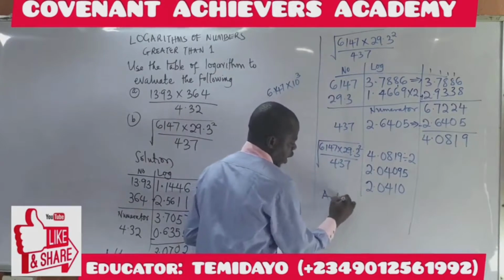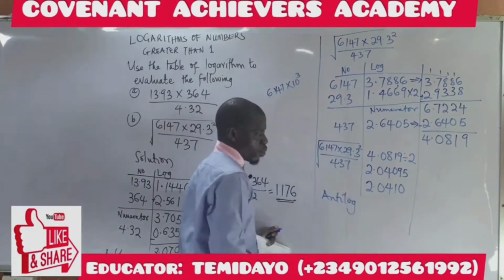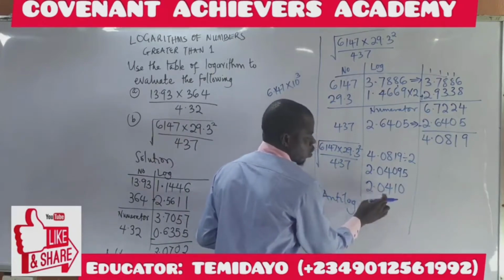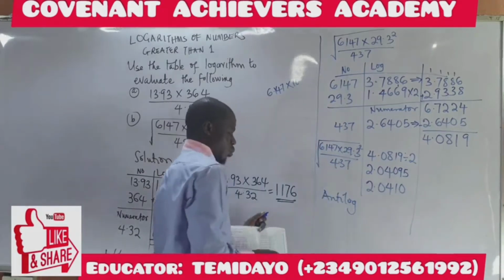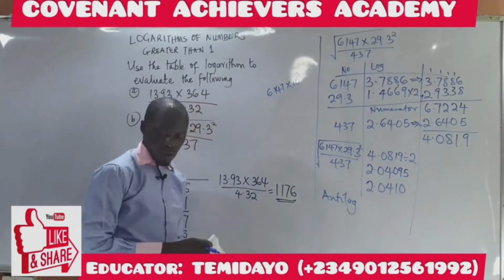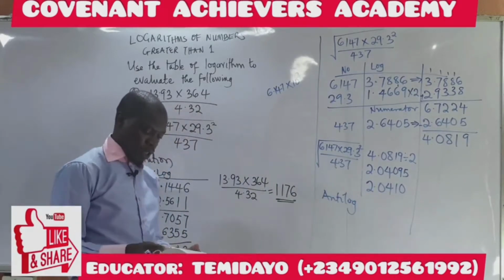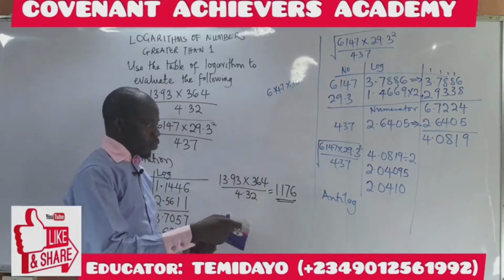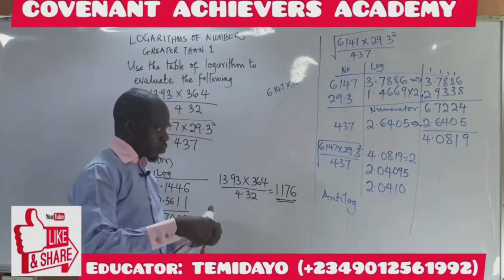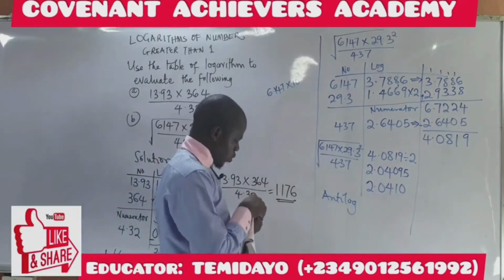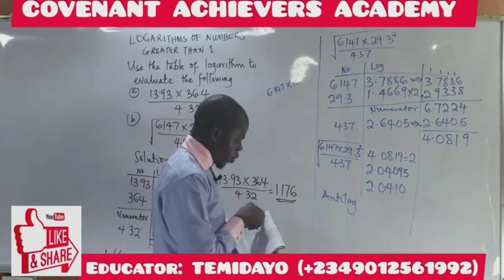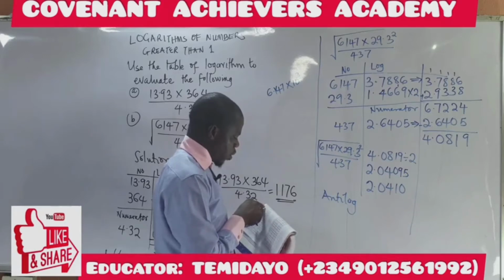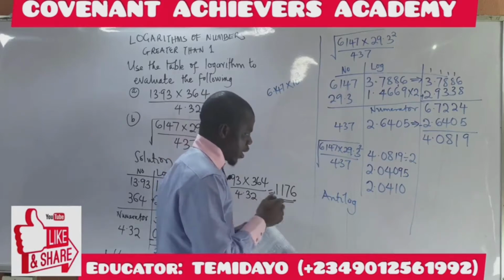How are we going to find the antilog of that number? In checking the antilog, we are going to consider 0.04 under 1, difference 0. That's 0.04 under 1. There is no difference of 0. So we are going to consider the antilog in our table. We are having here 0.04 under 1, which is 1099.